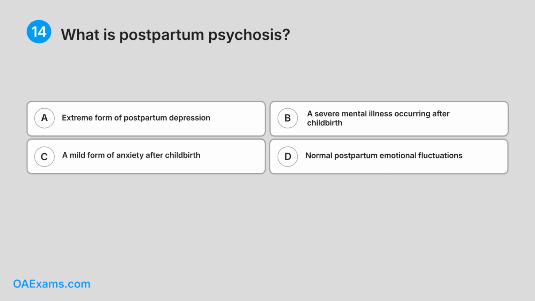14. What is postpartum psychosis? A. Extreme form of postpartum depression. B. A severe mental illness occurring after childbirth. C. A mild form of anxiety after childbirth. D. Normal postpartum emotional fluctuations. Can you guess the answer?